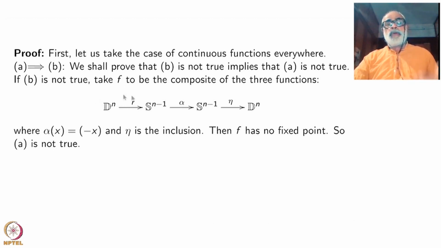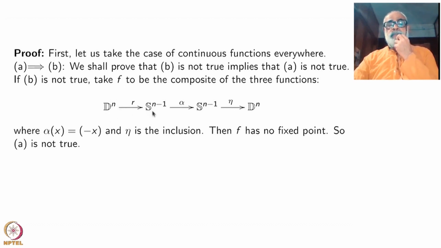Now in order to prove that B is not true implies A is not true, that is what we would like to prove. A implies B. Okay. If B is not true, B itself is in a negation, that means we have a retraction, namely a continuous function from Dn to Sn minus 1, which is identity on the boundary, right?